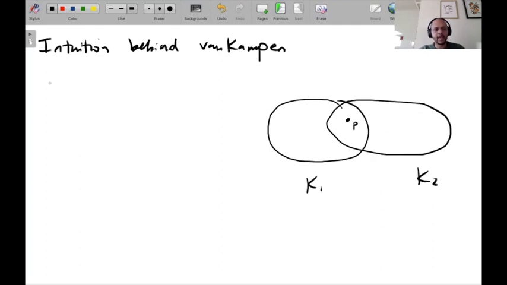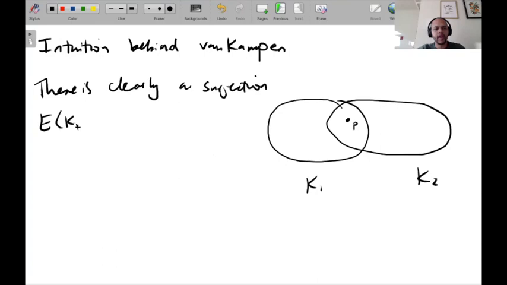And the main thing is that any edge path, let's say, well, what I'm going to explain is that there is clearly a surjection from the edge group of K1 free product the edge group of K2 to the edge group of K.